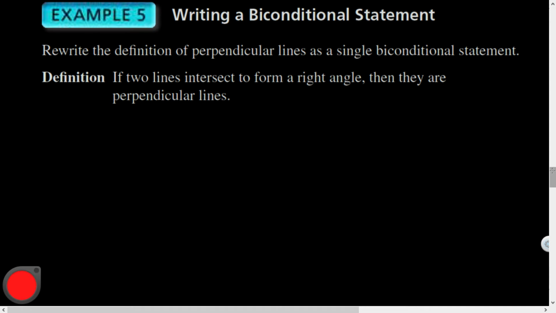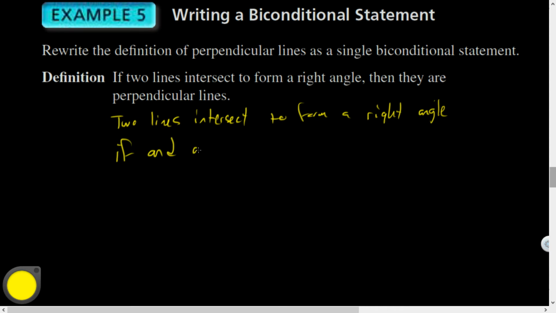Writing a biconditional statement. So if two lines intersect to form a right angle, then they are perpendicular lines. They're claiming biconditionality here. And so the way I could write this is: two lines intersect to form a right angle. And notice I didn't start with the word if. And then I'm going to use the phrase if and only if they are perpendicular lines.